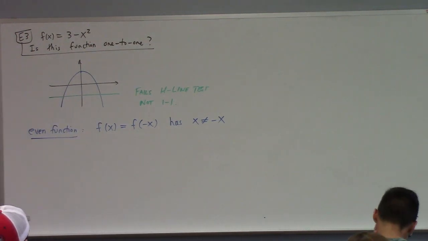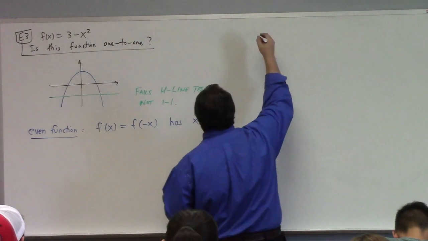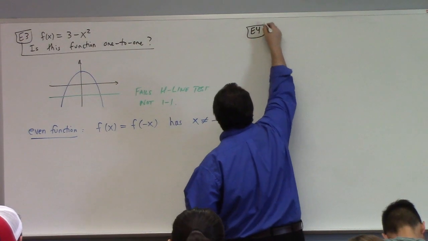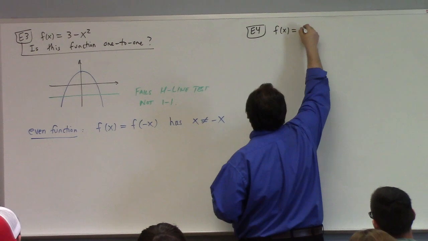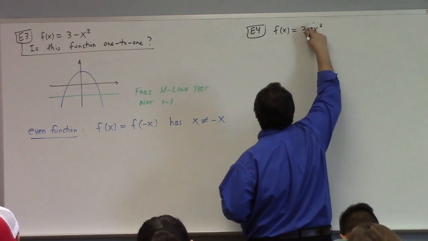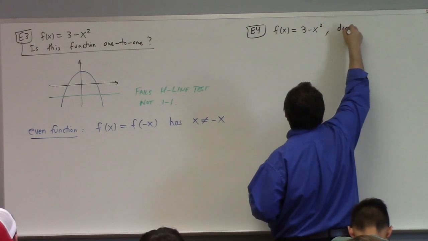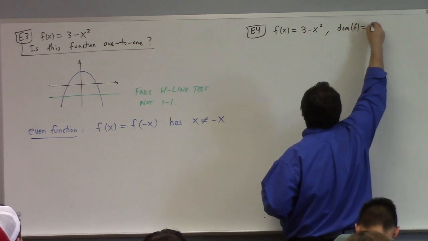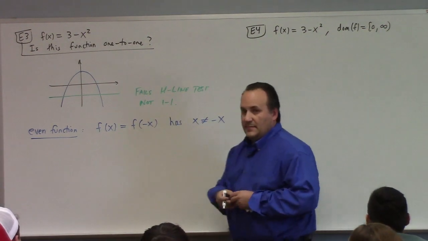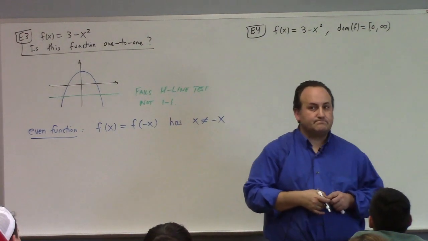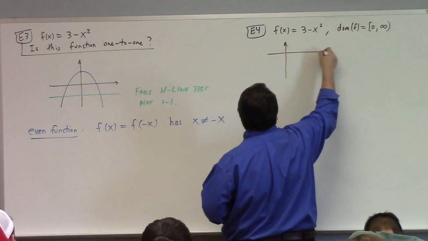Now let me show you something a little bit sneaky. Check this out. What if I add some terms and conditions here? What if I say f of x is equal to 3 minus x squared, all right? But now I have the domain of f is equal to, let's say, 0 to infinity. Now is the function one-to-one? The answer is yeah, because I just did what? What did I just do?